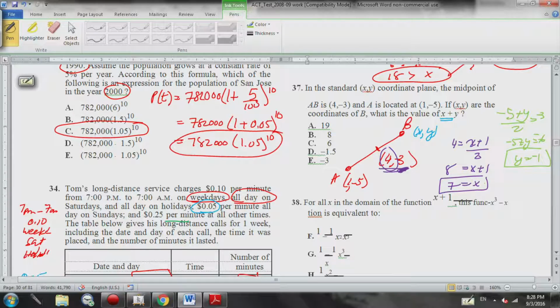So now you have x and y, but the question didn't ask for x and y. The question asked what's x plus y. Well, 7 plus negative 1 is 6. The answer is 6. C.